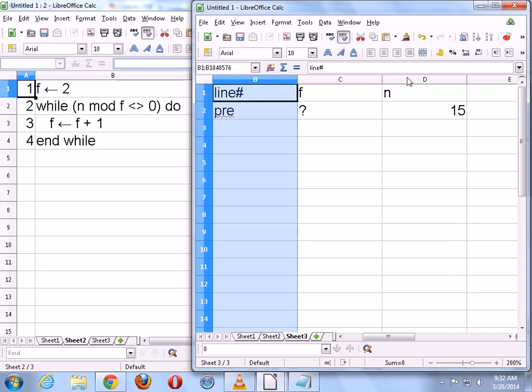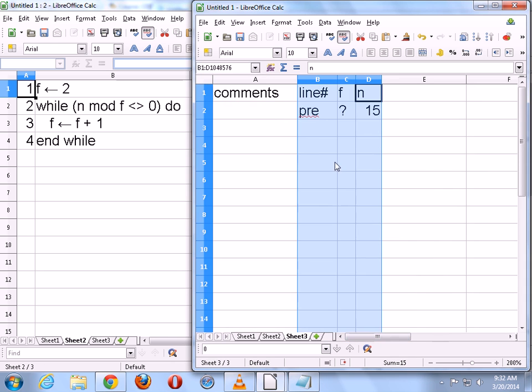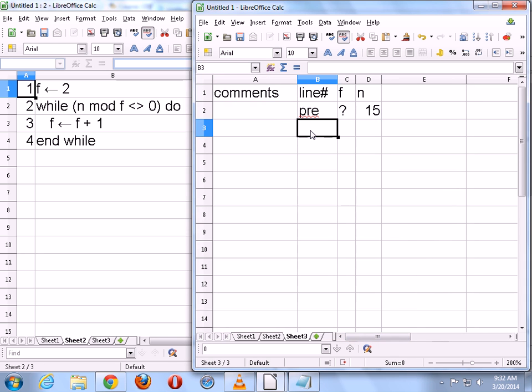So let me just shrink the columns a little bit so we can show the entire trace on screen like this. Are there any questions about the precondition? I cannot have n being unknown because I cannot find a prime factor of an unknown number. So n has to start with something. I'm just using 15 as an example in this case.